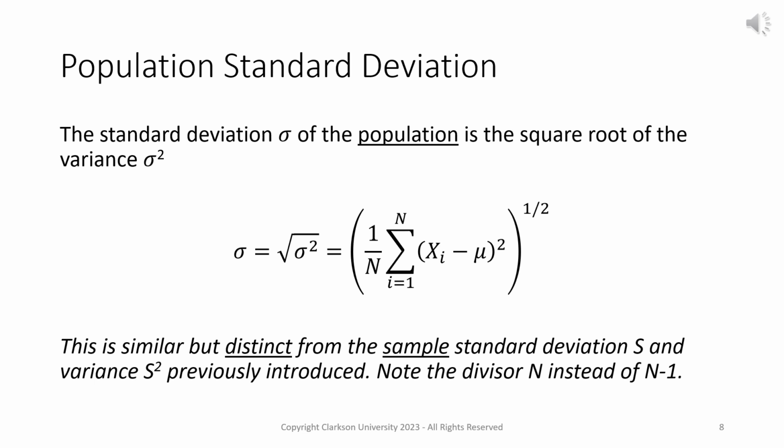The standard deviation sigma of the population is the square root of the variance, sigma squared. Note that this is similar but distinct from the sample standard deviation s and the variance s squared previously introduced. The difference is the divisor n instead of n minus 1 for the sample.